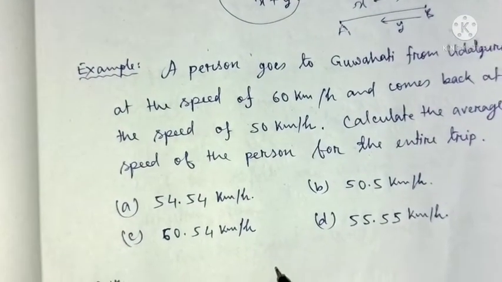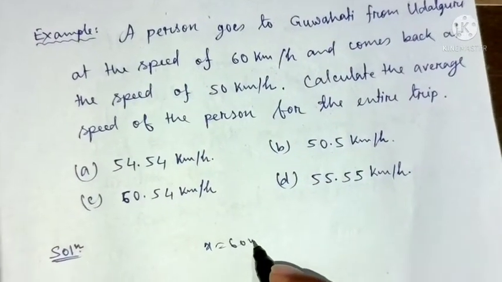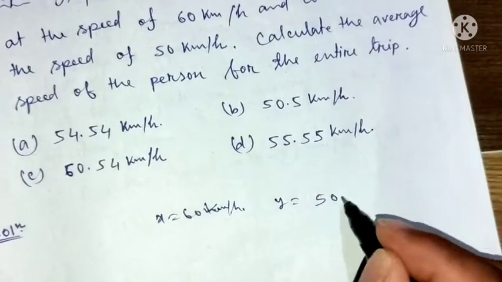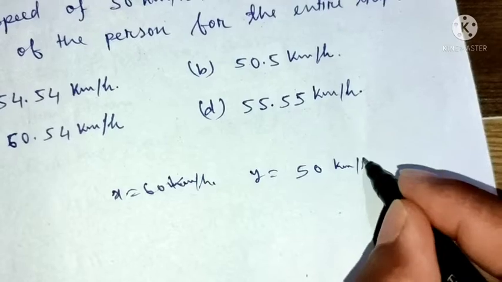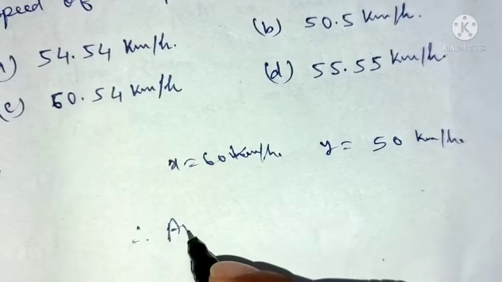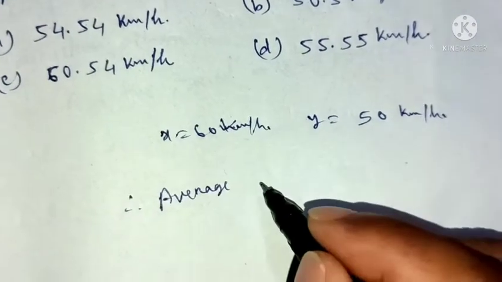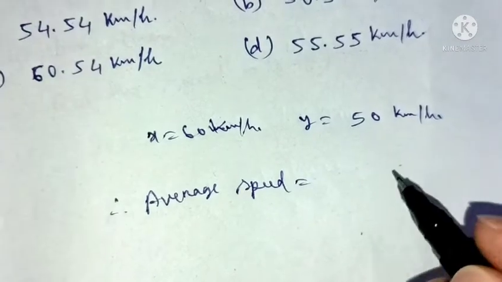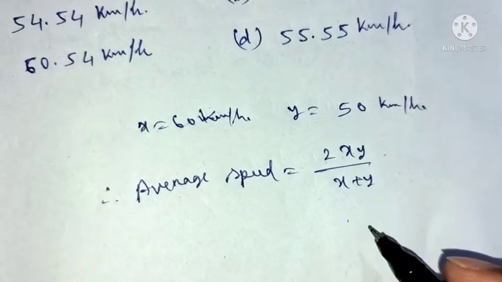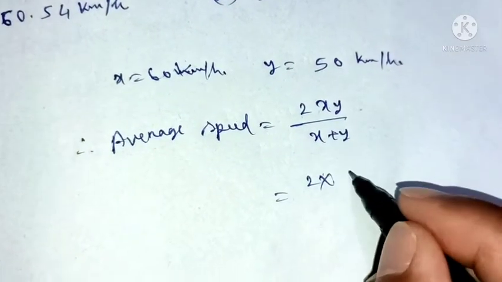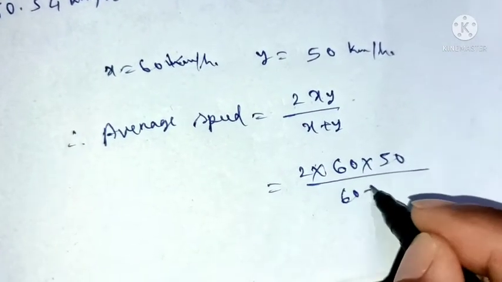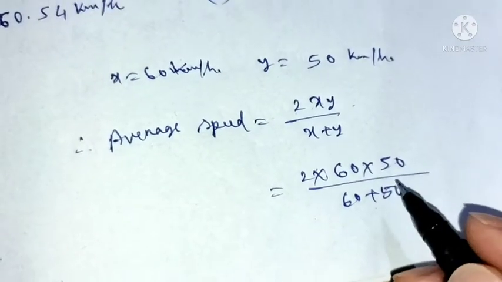First, x is your 60 km per hour, y is your 50 km per hour. Then therefore, average speed will be what? As we have just learned the formula, this is 2xy by x plus y. So 2 into x, which is 60, into y, which is 50, divided by 60 plus 50. So how much do you get?